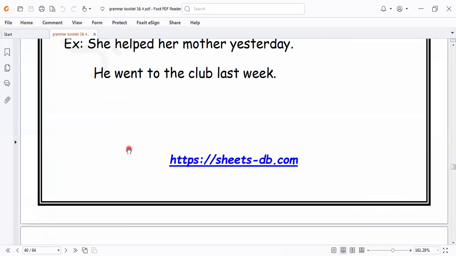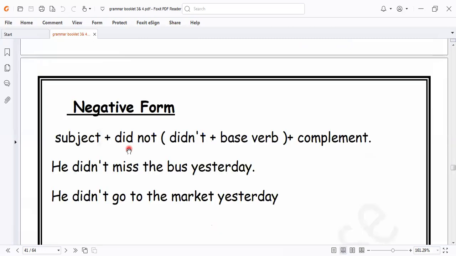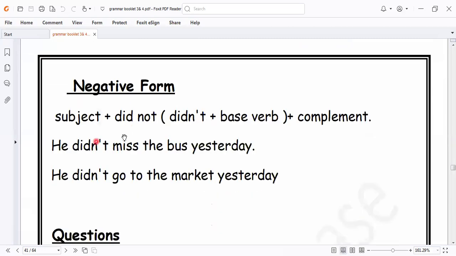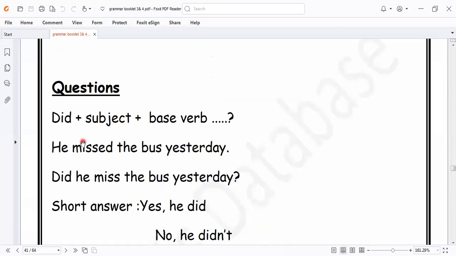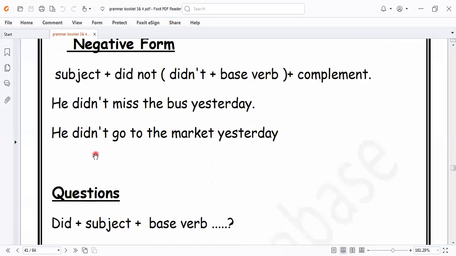If you know the past of the verbs that change, we can make any sentence in English very easily. Here we have when we use did in the question form and in the negative form. Here I give you an example for the negative: he didn't go.